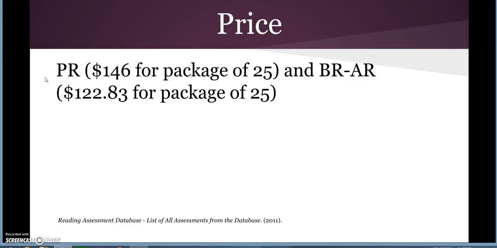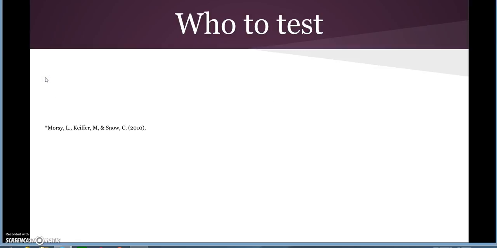The price depends on what type of package you have. If you're doing just the PR, it's $146 for 25. BR and AR, it's $122.83 for packages of 25. It's a little bit less than what we looked at previously, almost $100 less than what we looked at previously. So the price seems to be reasonable for everything that it allows you to do.